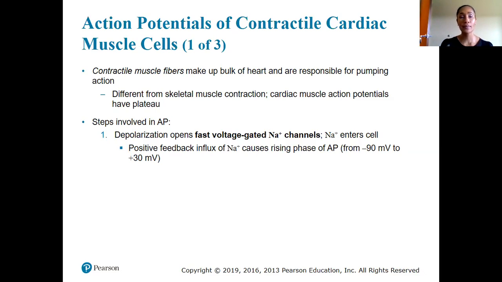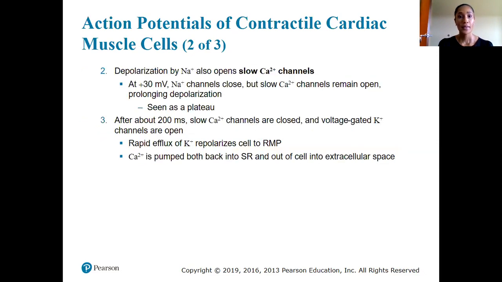So depolarization will open fast voltage gated sodium channels. Sodium will enter the cell. We'll have a positive feedback of influx of sodium, causing the rising phase of the action potential. So the inside of our cardiac muscle cells will go from about a negative 90 millivolts to a positive 30 millivolts, generating the action potential of the heart, right?